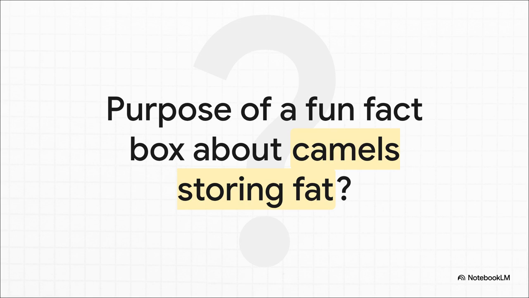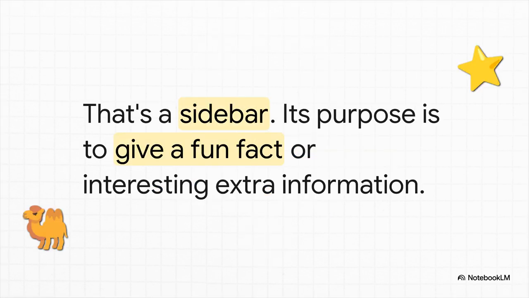And for the final round, you spot a little box, kind of off to the side of the main article. It's got a cool little fact in it, like, some camels can store 80 pounds of fat. Why would an author stick that in a separate box? To give a fun fact, of course. That's a classic sidebar. It's information that's super interesting, but maybe doesn't fit perfectly into the main flow. It's just too cool to leave out. And boom, you've just mastered the author's toolkit.